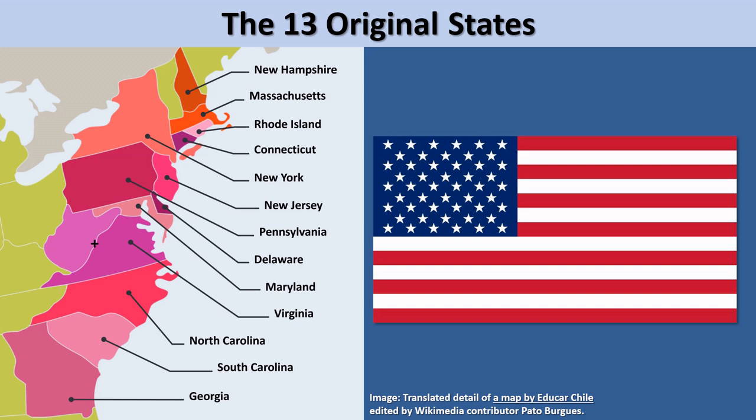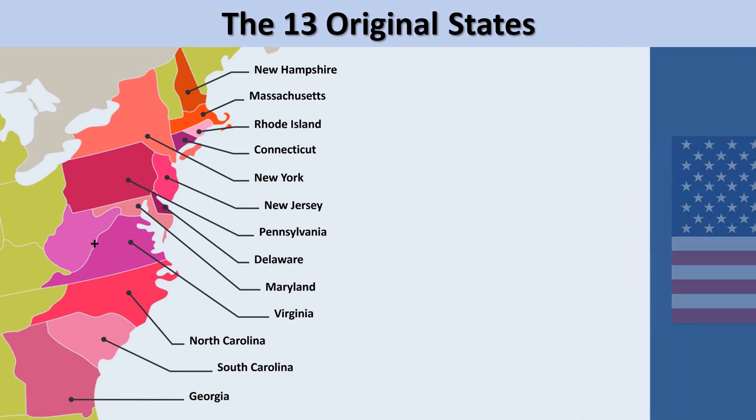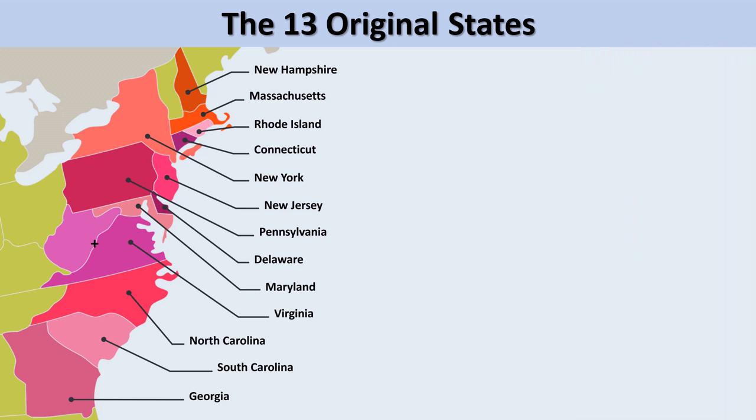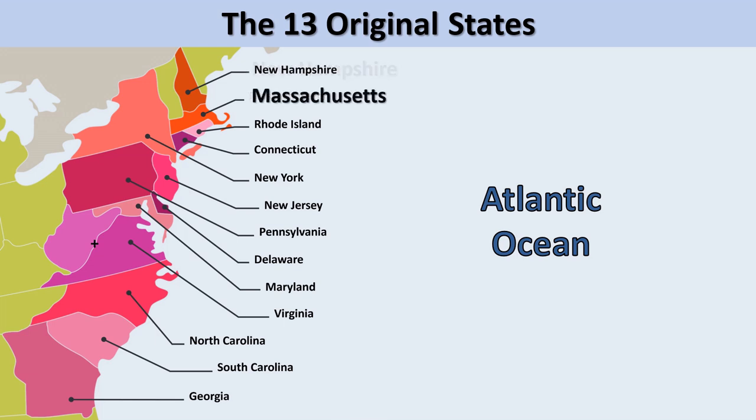Each of the colonies that became the 13 original states were on the east coast of America, next to the Atlantic Ocean. From north to south, the 13 original states were New Hampshire, Massachusetts, Rhode Island, Connecticut, New York, New Jersey, Pennsylvania, Delaware, Maryland, Virginia, North Carolina, South Carolina, and Georgia.